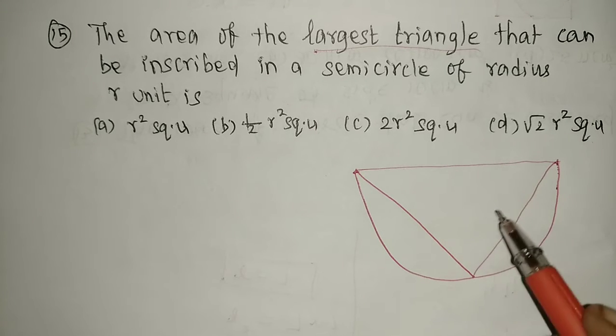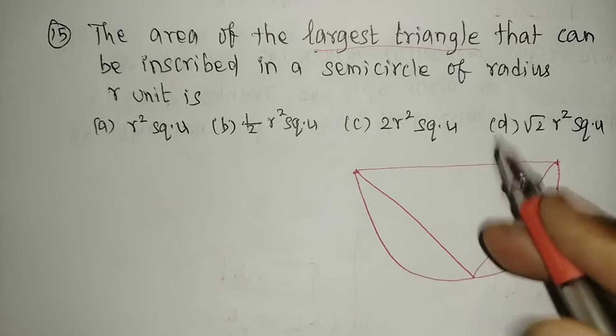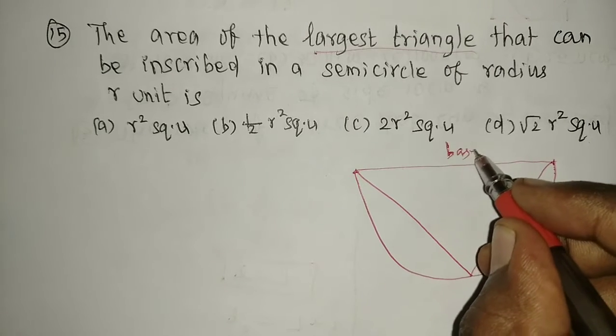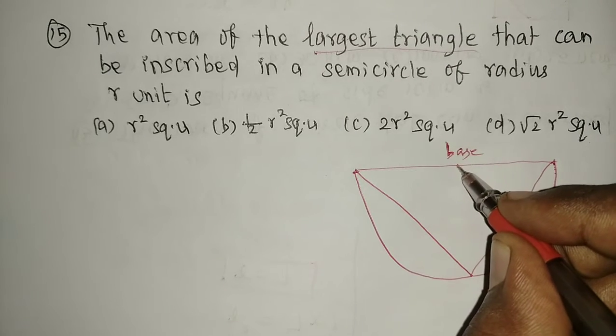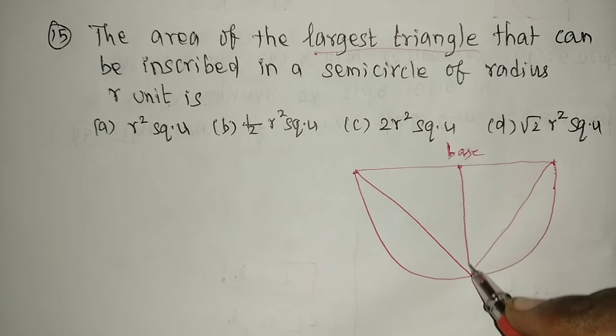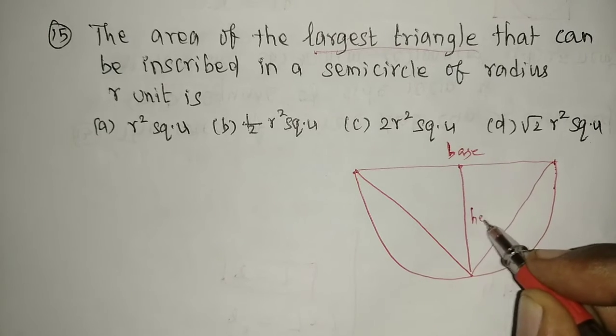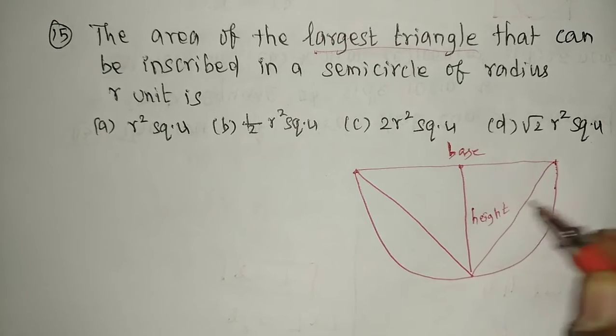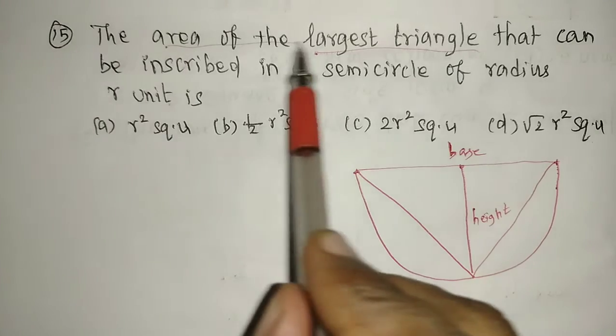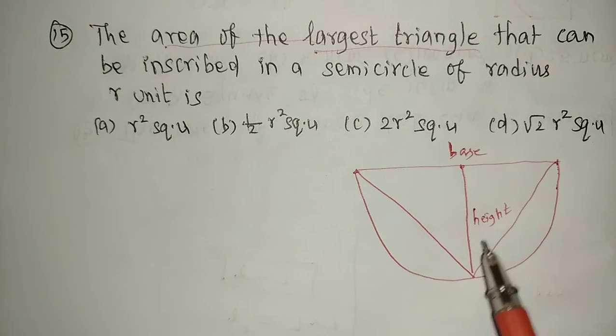Now see, this is the largest triangle. The triangle base is this. If you join this together from this one, this is the height of the triangle. This is the height of the triangle. Now they asked to find the area of the largest triangle, base into height.